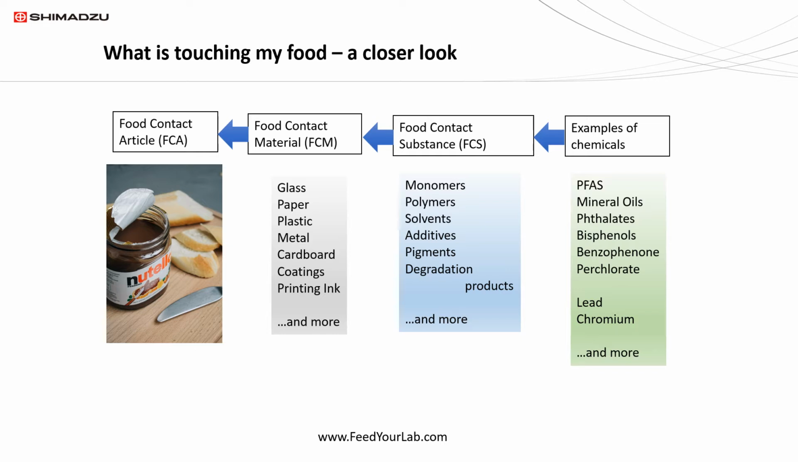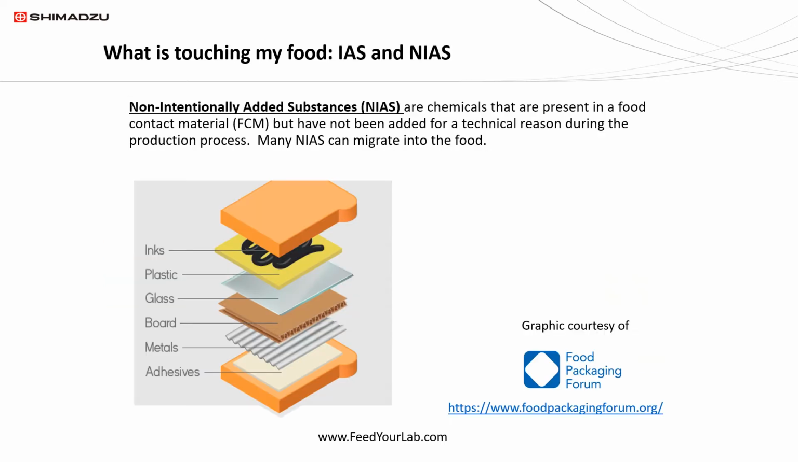And specific examples of those would be the PFAS, mineral oil, phthalates, bisphenols, and so forth, but also the metals such as lead and chromium. And one final term or acronym that you might hear, which is the non-intentionally added substances, NIAS.